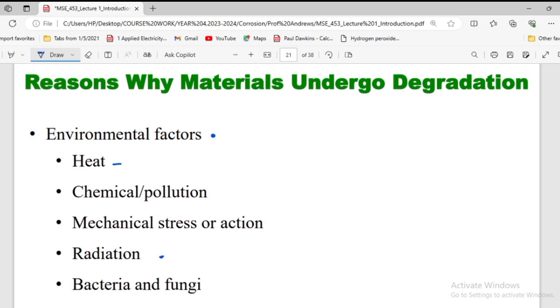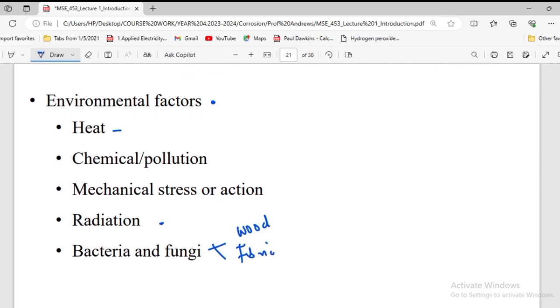And we have the bacteria and the fungi. Microorganisms can colonize materials, leading to biodegradation or microbial corrosion, particularly in organic materials like wood and fabric. So here you know that in wood and fabric we have microbial corrosion, right? It can happen, right? Yeah.